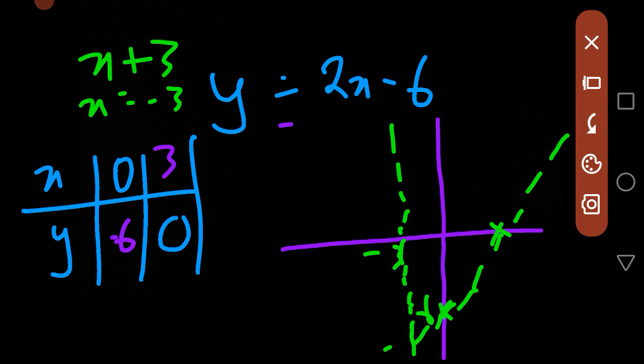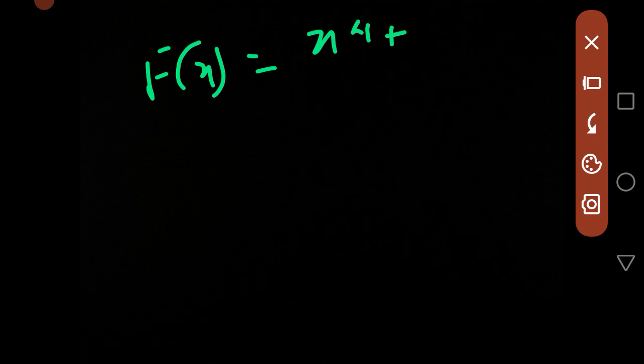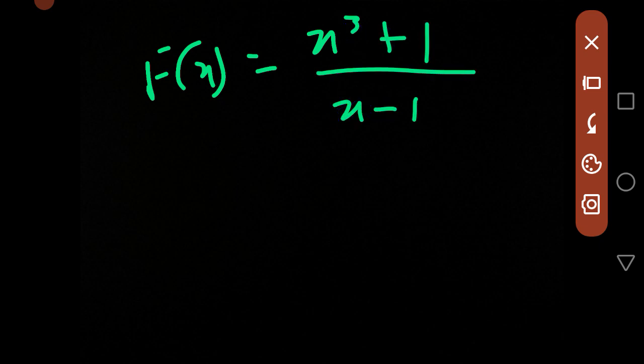And then you can have a more complicated question than this, where they tell you, you have a function f of x equal to x power 3 plus 1 over maybe x minus 1. Something like that. So finding your asymptotes: what is your horizontal asymptote there?